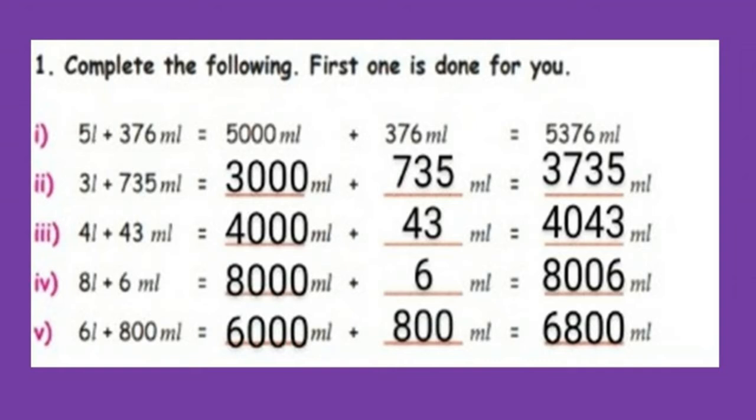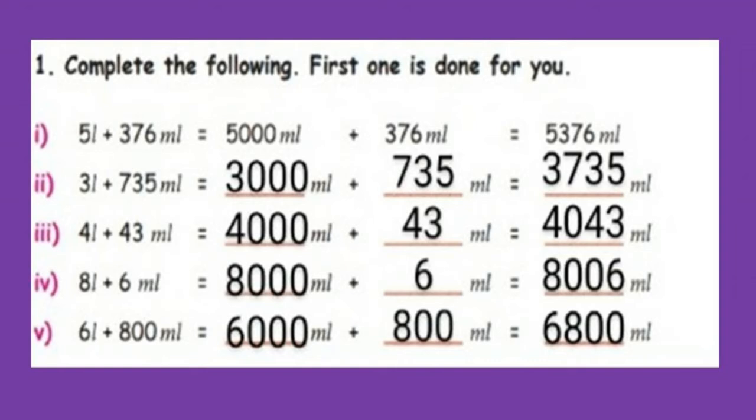Fourth sum, 8 liter plus 6 milliliter. So that 8 liter should be converted into 8000 milliliter plus already we have 6 milliliter. If we add 8000 plus 6, we can get 8006 milliliter.